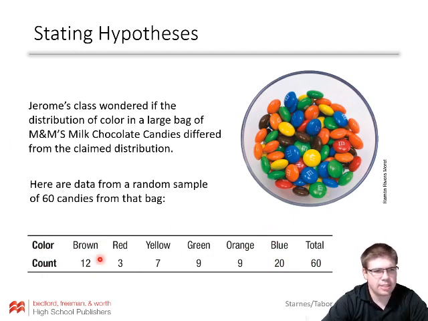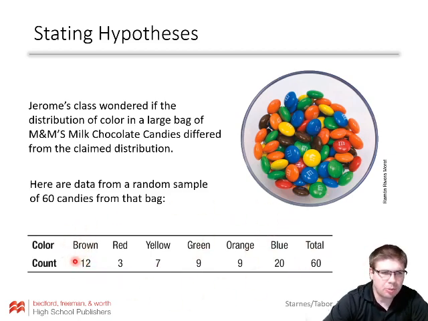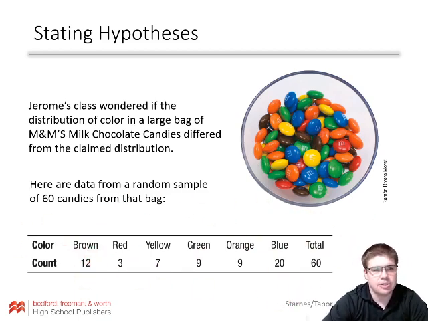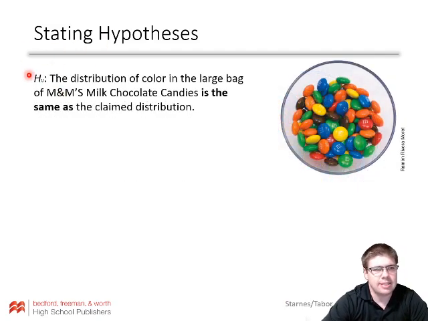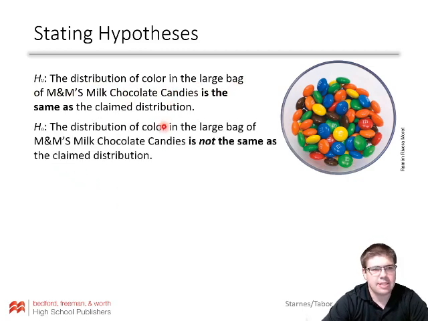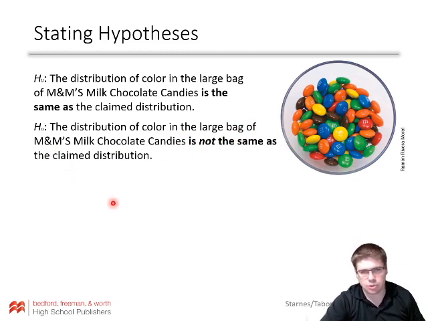So yeah, we can check and see if the proportion exactly matches, but we want to think about it as just sampling variability. We don't want to focus on a single proportion at a time. We want to focus on all the proportions, in fact the entire distribution, and that's what Chi-Square lets us do. So our null hypothesis is that the distribution of color in the large bag of M&M's milk chocolate candies is the same as the claimed distribution, while the alternative hypothesis is that the distribution of color in the large bag of M&M's milk chocolate candies is not the same as the claimed distribution.